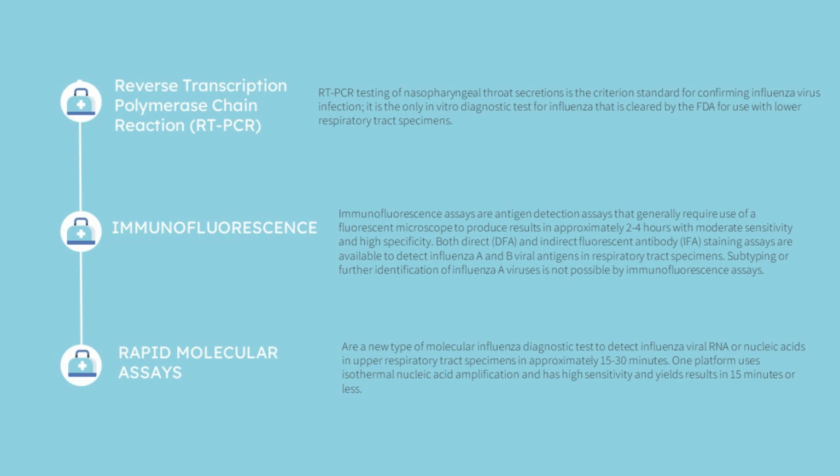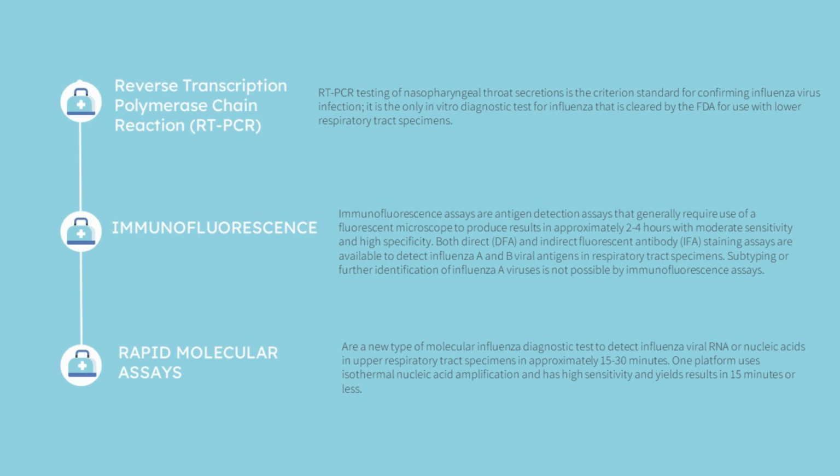Immunofluorescence. Immunofluorescence assays are antigen detection assays that generally require use of a fluorescent microscope to produce results in approximately 2 to 4 hours with moderate sensitivity and high specificity. Both direct and indirect fluorescent antibody staining assays are available to detect influenza A and B viral antigen in respiratory tract specimens. Subtyping or further identification of influenza A viruses is not possible by immunofluorescence assays.